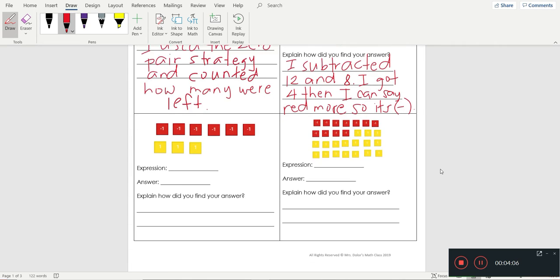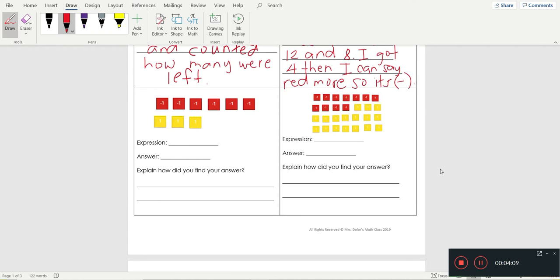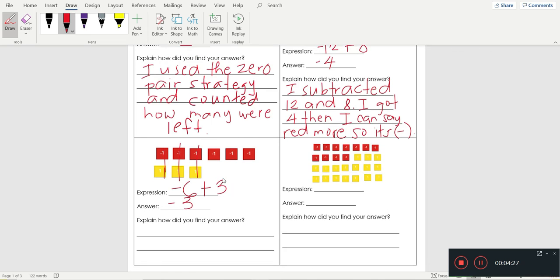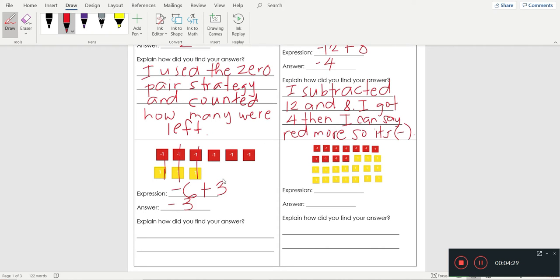Okay, next we have another set. We have 1, 2, 3, 4, 5, 6. So negative 6 plus 3. So the answer is negative 3. So explain the same process. I don't need to write it down, but I need you to write it down again. So I use the zero pair strategy.